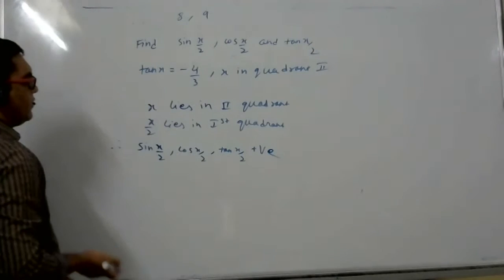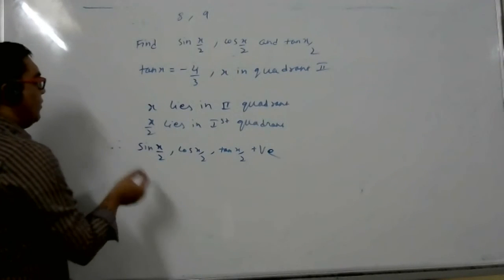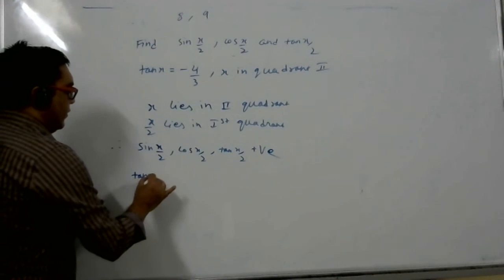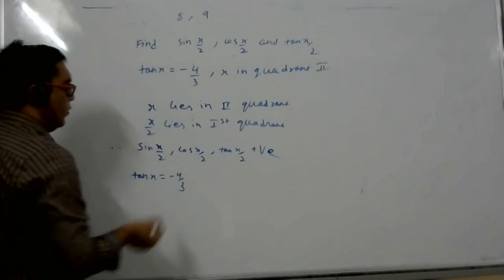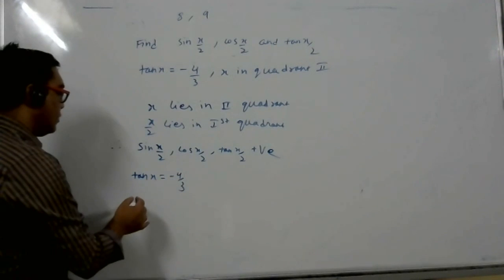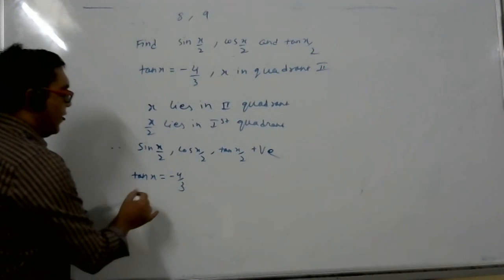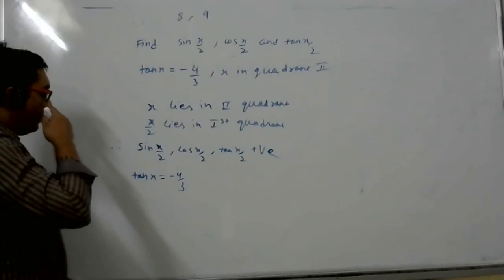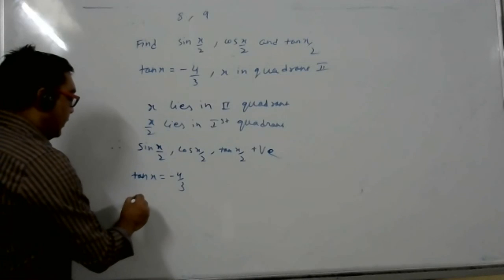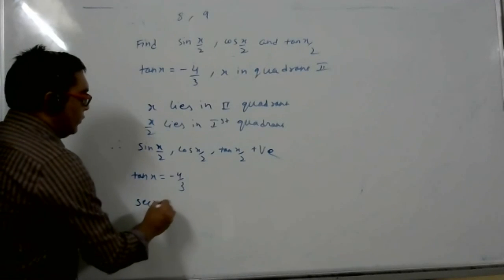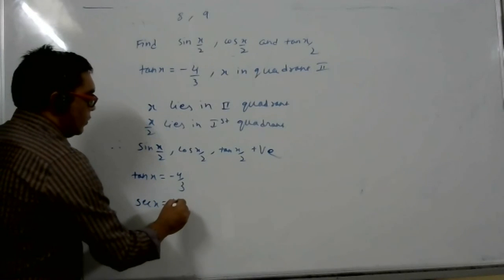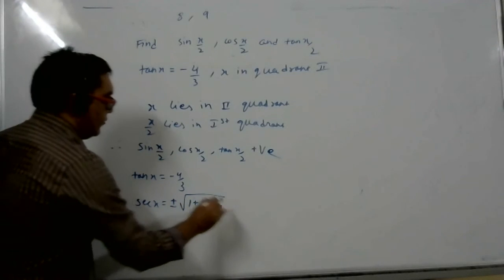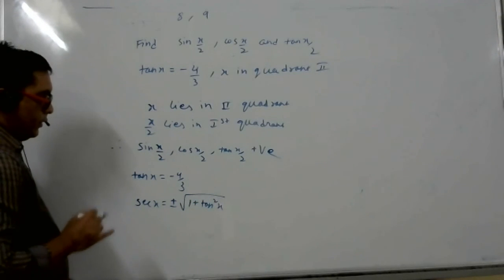Next, but how to do the sum? We can do it by one method like this. So tan x is given as minus 4 by 3. What is the relation between secant and tan? Tan square plus 1 is equal to sec square. So secant x is equal to plus minus square root of 1 plus tan square x. Is it correct? Yes, sir. Is it right or wrong?